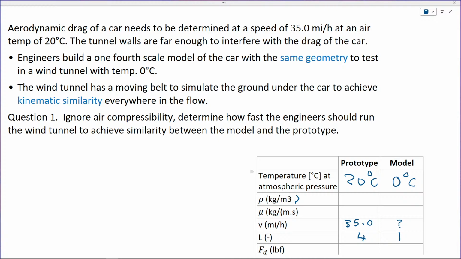So the problem didn't give us any density of air or viscosity of air. So how could we do this? Yeah. So we cannot solve the problem. Yes or no? Well, I mean, you just Google them.